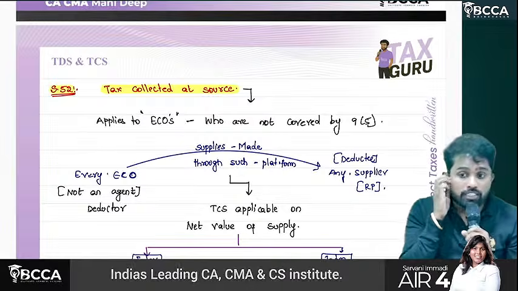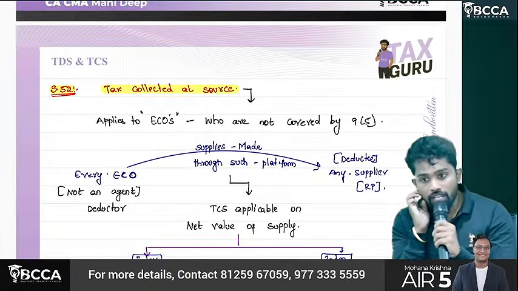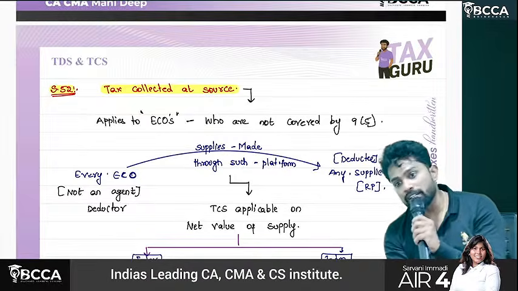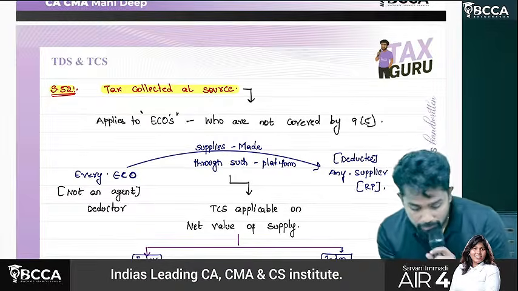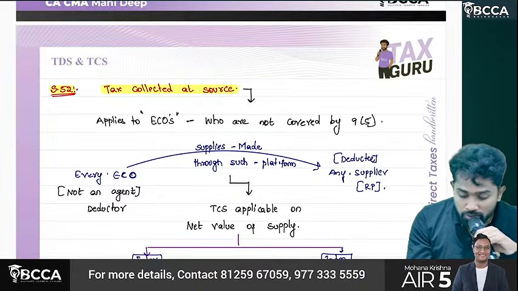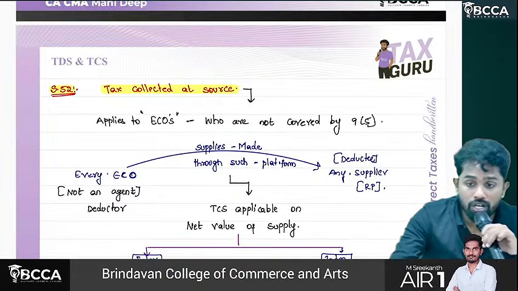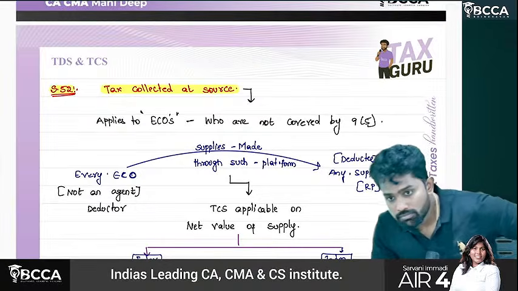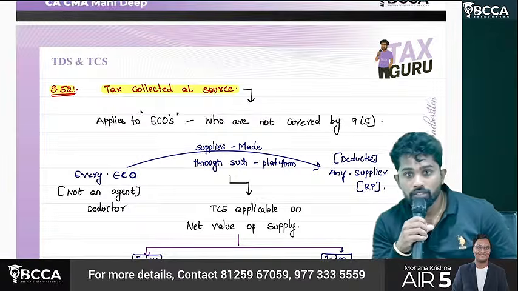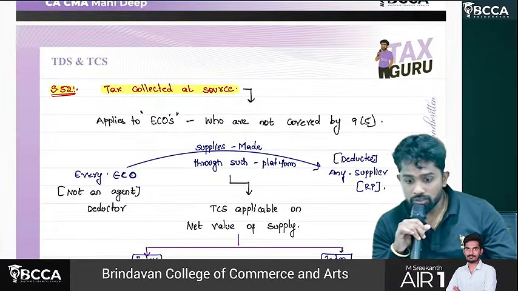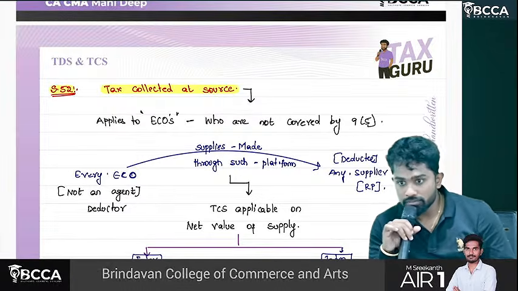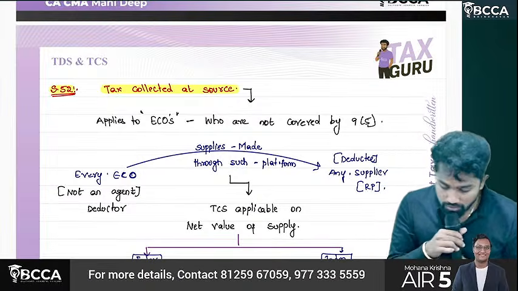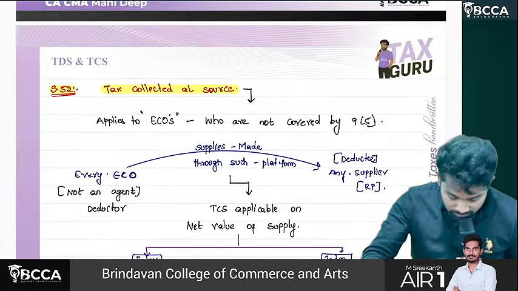So then means what? Amazon, Flipkart. Okay, you are a seller, you listed your goods in Amazon, then for you TCS is applicable. You listed your goods in Flipkart, then for you TCS is applicable. So TCS applies to e-commerce operators who are not covered by 9 subsection 5. Sir, able to understand, sir? So TCS applicability is important, sir. TCS applies to all the e-commerce operators who are not covered by 9 subsection 5.